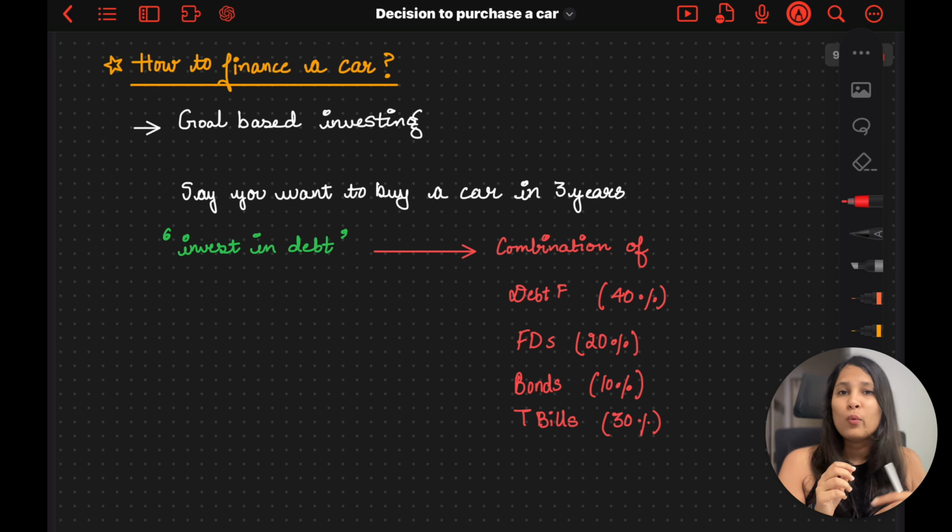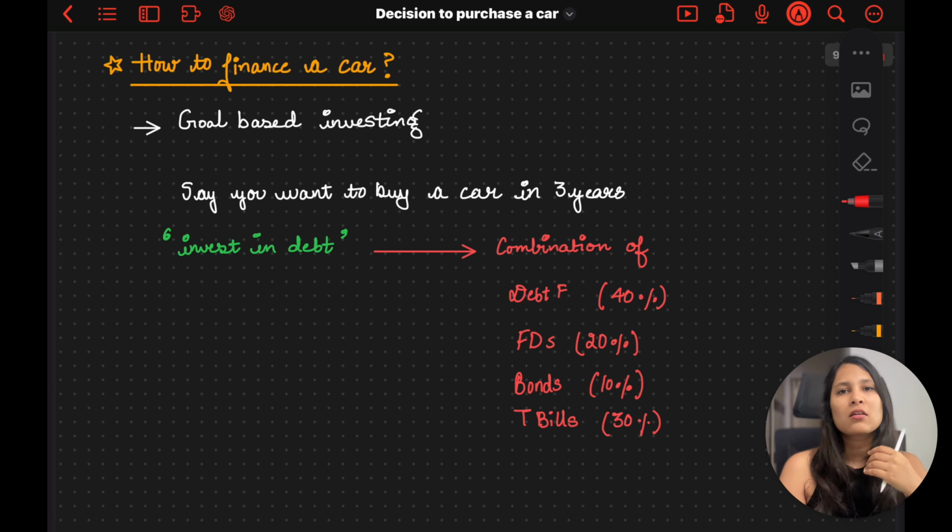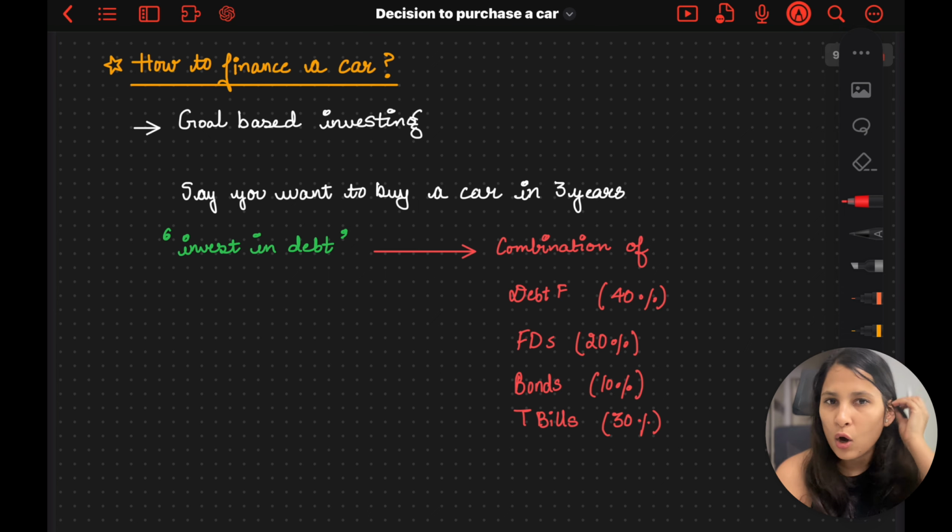Now, where will you invest your money for these 3 years? That will be amongst different financial instruments in different asset classes. We have already learned in our previous lectures that whenever the goal is less than 3 years, right, it's within 3 years, we always rely on debt funds. We always invest our money in debt. So you can use a combination of different types of debt.